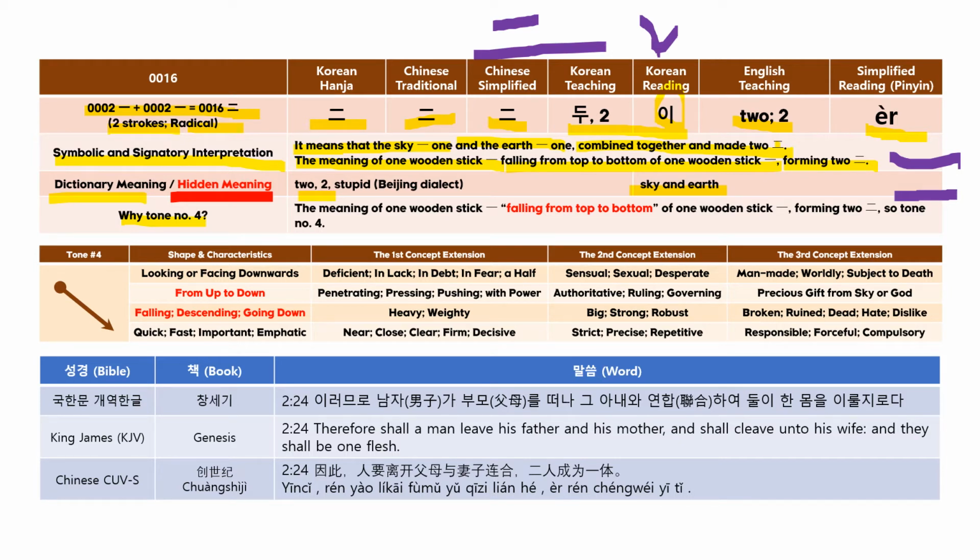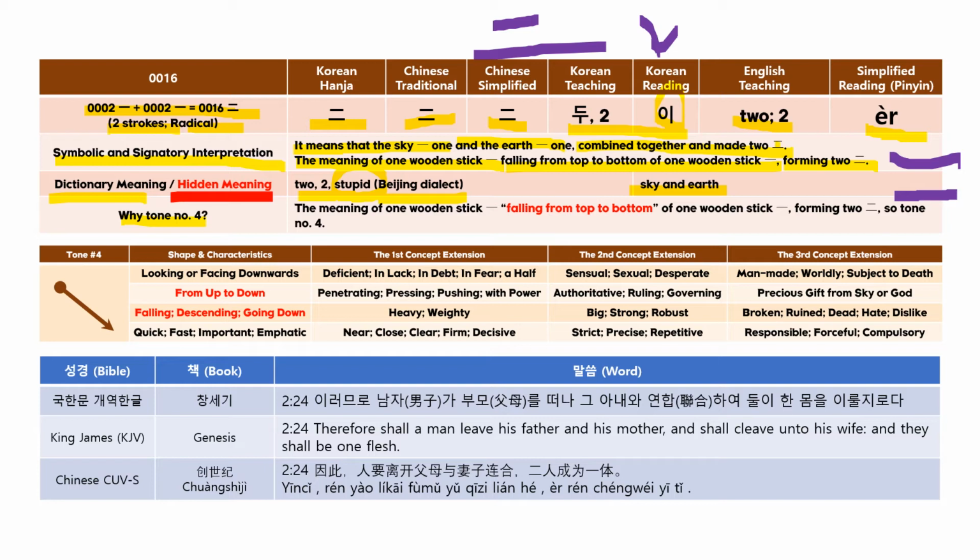But in China, in Beijing's dialect, it means stupid. I don't know why Beijing people gave the meaning of stupid to this noble character, sky and earth. I don't know.